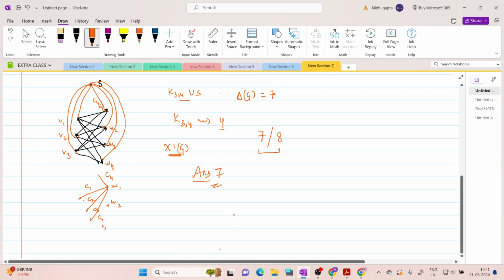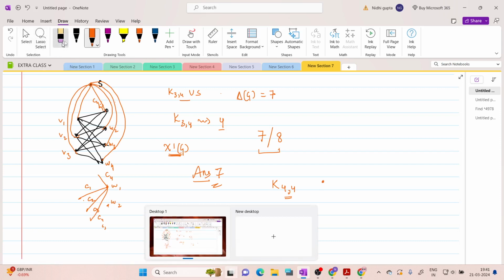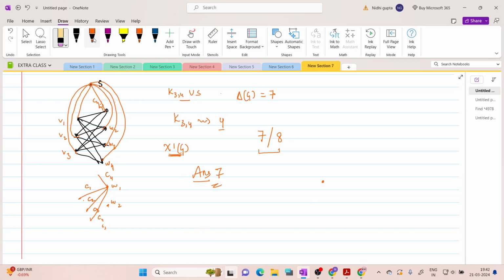So let me first see that K4,4 is a... Can I say this? First you give an argument. What is your argument? From S to W1, W2, W3 and W4, four colors will be given.